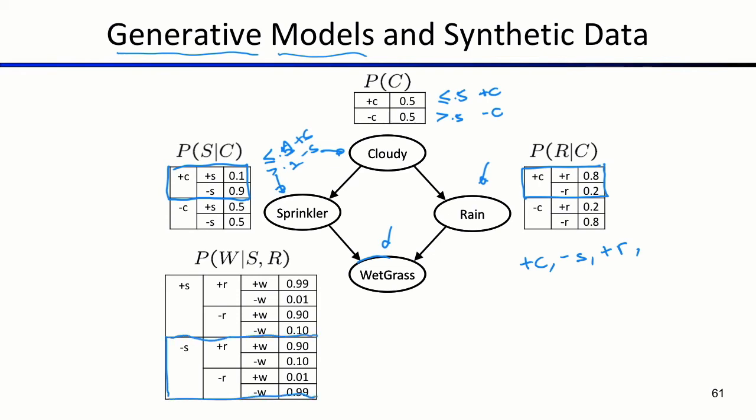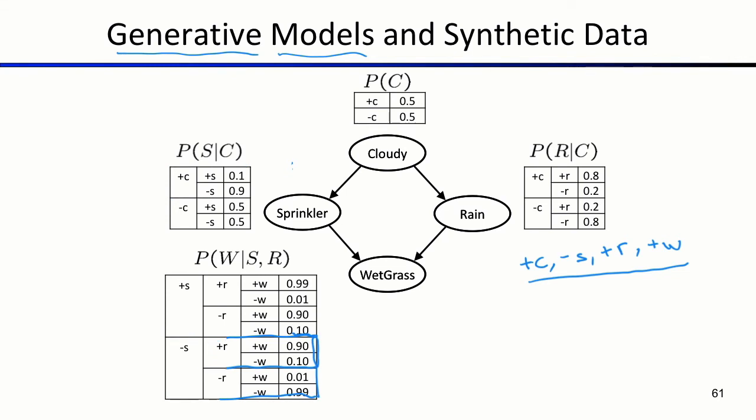And we have plus R, so we are in this area here. So now I use the random number generator, and let's suppose that I have a number that is less than 0.9. My final sample is going to be plus W. So this is one complete example that I generated from this Bayesian network. And I continue to do this. So I generated many samples, as many as I want. So I'm going to generate one more.